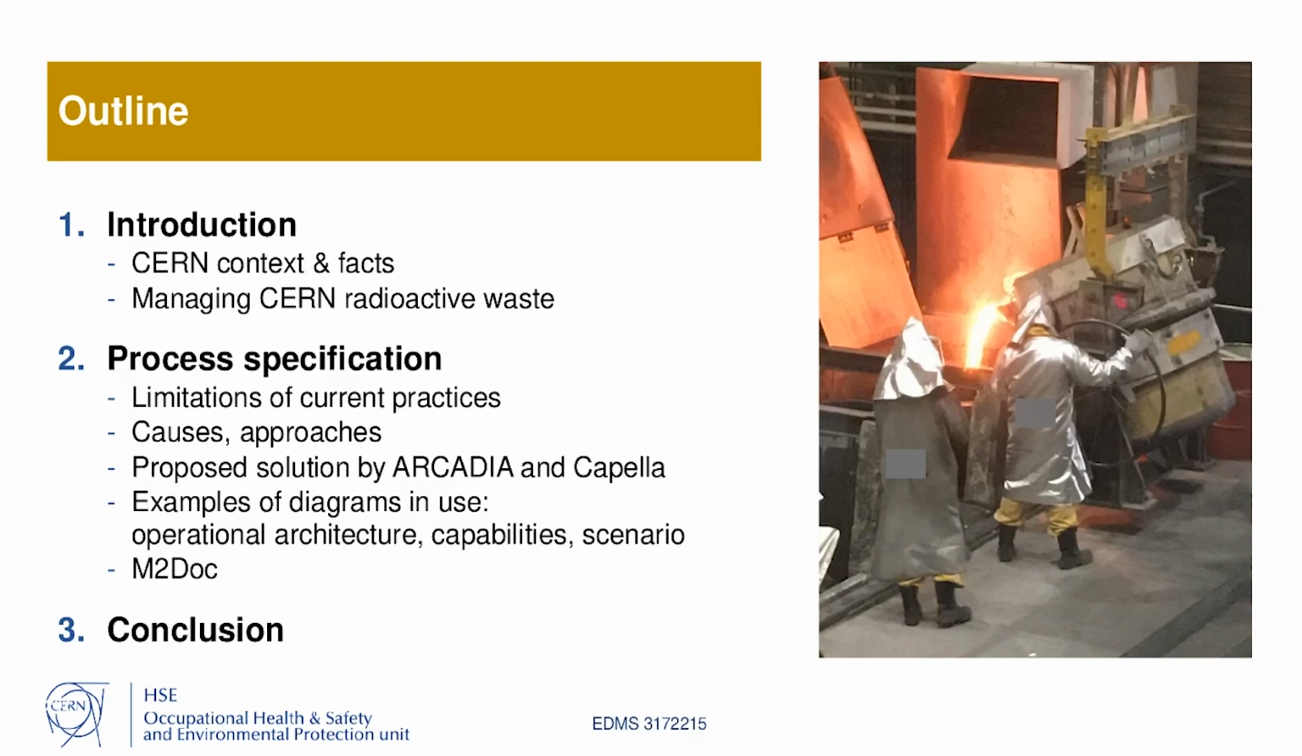I will then pass to the process specification. Just to be clear, I will not go into the technical details of melting radioactive waste. I will present just some pictures like the one that you see here on this slide, where you see our metallic waste that is cast in ingots. I will rather focus on the way the process was developed, was specified, with the limitations of the current practices that we have at CERN, the causes, and the approach that I followed to overcome these limitations.